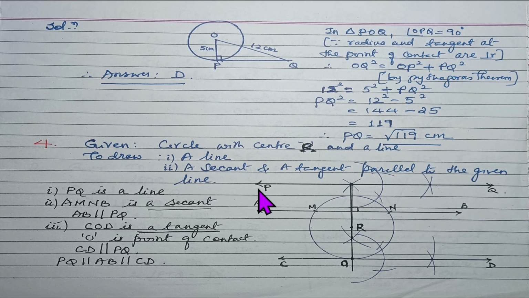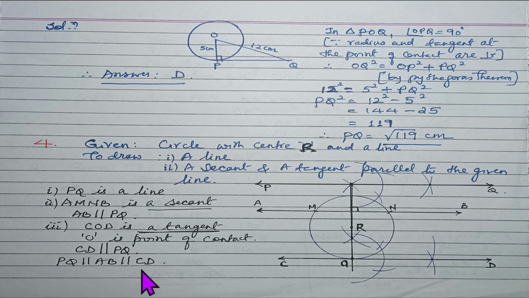Therefore we find here we have a circle with center R, PQ is the line, and AB is the secant because the line AB is cutting the circle in 2 distinct points M and N, and also it is parallel to PQ. And also we have a tangent here, COD. It is touching the circle in one point, that is point O, and COD is also parallel to PQ. In fact, PQ, which is the line given, the secant drawn, that is AB, and also the tangent drawn, CD, are all parallel to each other.